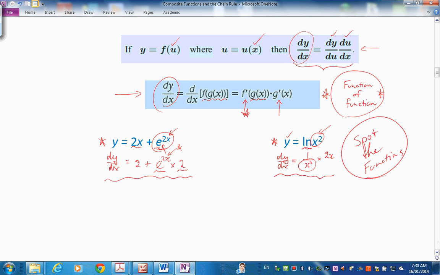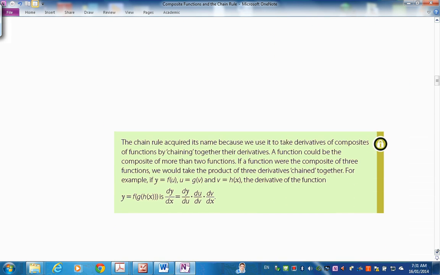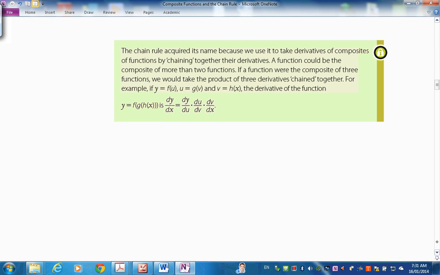Very important rule. All right, let's go down and have a look at this idea here now. This is from Pearson's, so read it in their textbook. The chain rule acquired its name because we use it to take derivatives of composites and we get a chain of derivatives at the end. Okay, but a function could be a composite of more than 2. If a function were the composite of 3, we would keep that breakdown going, wouldn't we?